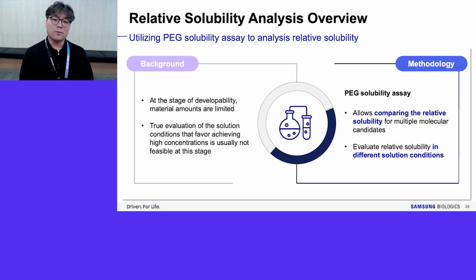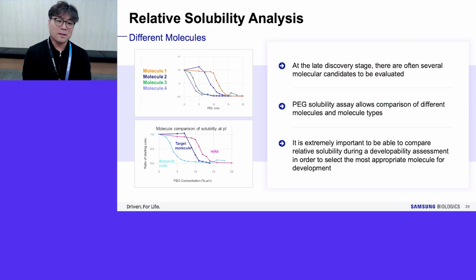I'd like to talk about the relative solubility study. Since at this stage not much material is supplied for developability prediction, to confirm solubility using a small amount of material, we use the PEG solubility method. Using this method, we can predict the molecular solubility through comparing with our previous database. Let's see the PEG solubility result.